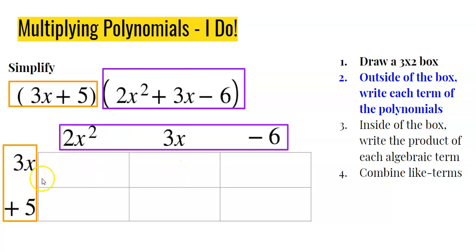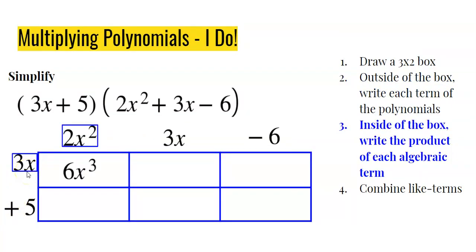Once I've written my terms outside, I can start working on the inside of my box, which is multiplying the product of each term that goes outside my box. In this case, I'm going to multiply 2x squared by 3x. 2 times 3 is 6. x times x squared is x cubed. Then I'm going to multiply these two numbers: 3x times 3x, well, 3 times 3 is 9. x times x is x squared.